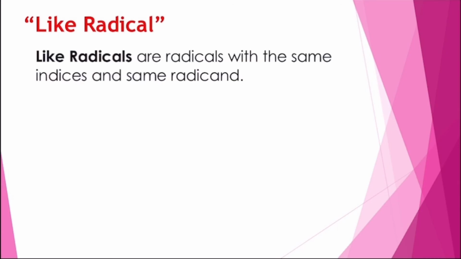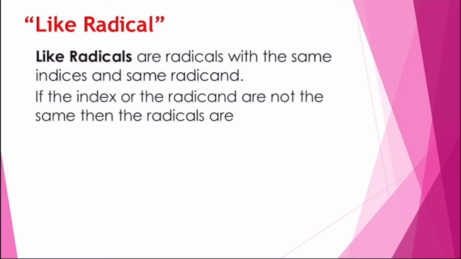When we say like radicals, these are radicals with the same indices and the same radicand. On the other hand, if the radicands are not the same, then the radicals are unlike radicals. So we have four rules in addition and subtraction of radicals.